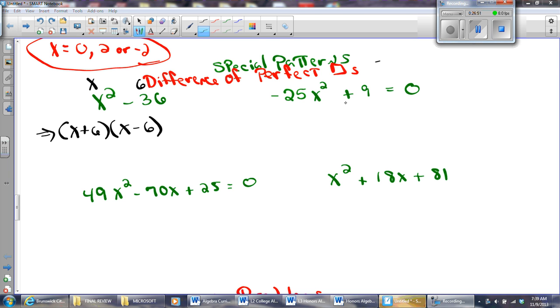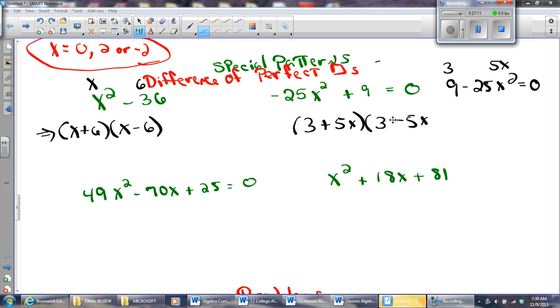All right, now this one here, you know what, I am going to rewrite it this way. And I've got a perfect square minus a perfect square. Well, the square root of 9 is 3. The square root of 25x squared is 5x. So I'm going to get a 3 plus 5x and a 3 minus 5x. And there we go. Oops, I'm not done. Silly me. It says equals, so I have to solve it.